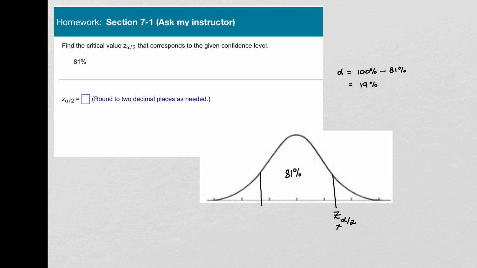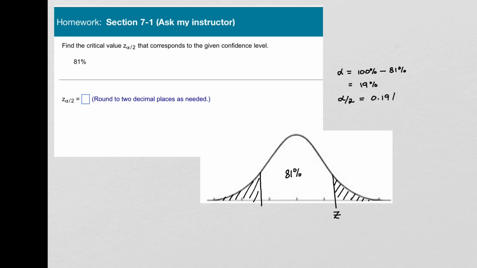So now what I'm going to do is take half of that, because we have two tails. So alpha would be the total of this tail plus this tail. But we want to know what is half of that. And so that's what we're going to put here for the alpha over 2. So I'm going to take this out, and I'm going to say that alpha over 2 is half of 19%.